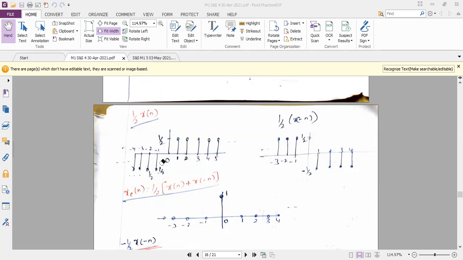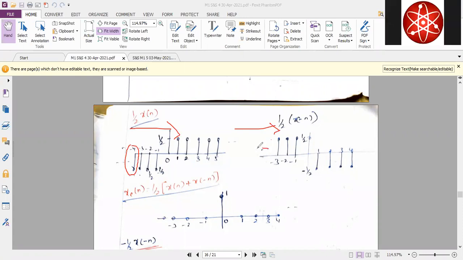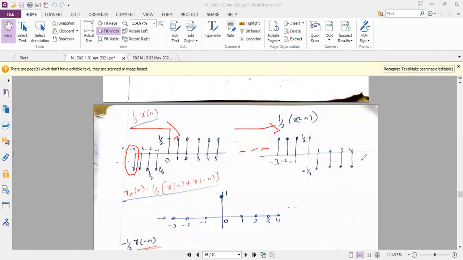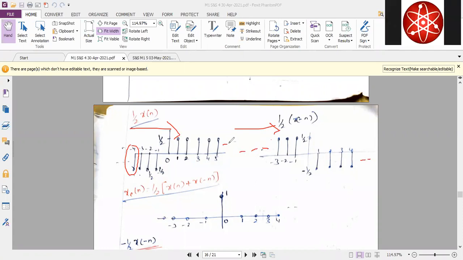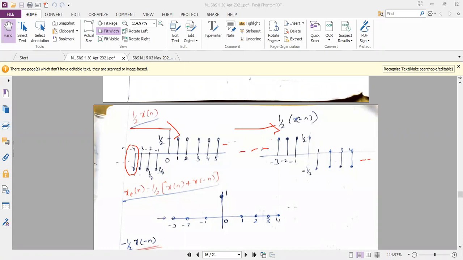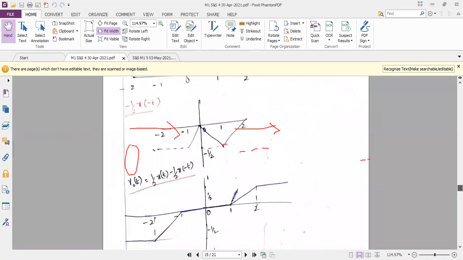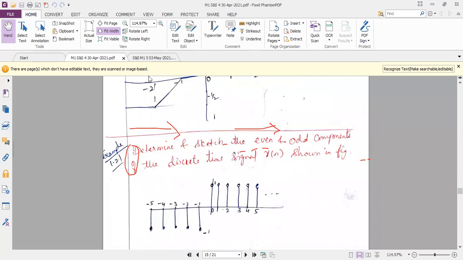Shall we add both? Yes, ma'am. So when we add, you can start from the extreme left hand side of both the diagrams. When I consider the extreme left hand side, at minus 4 the amplitude is minus 1 by 2, and here I do not have anything. Yes, it is a continuous signal. You can see there is a dot. In the given question, on both sides I have put dot dot dot, and here also it is dot dot dot.